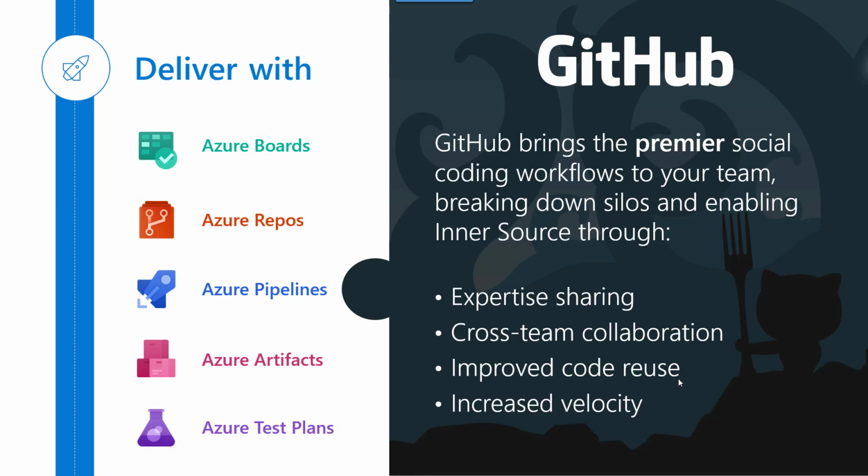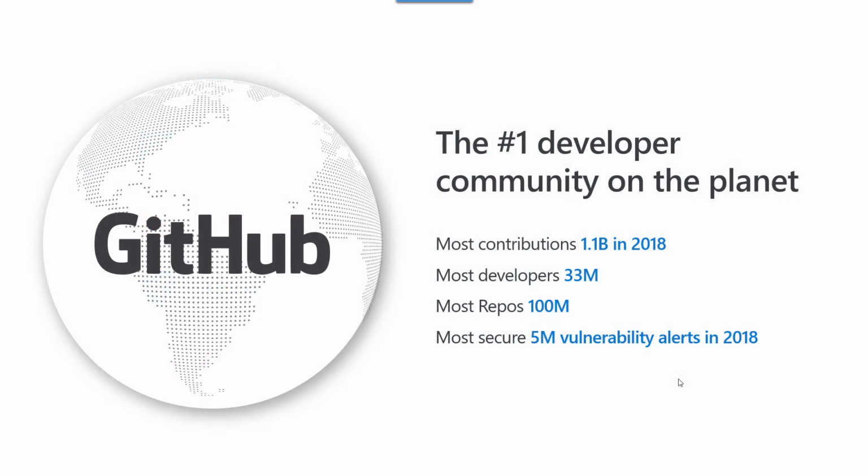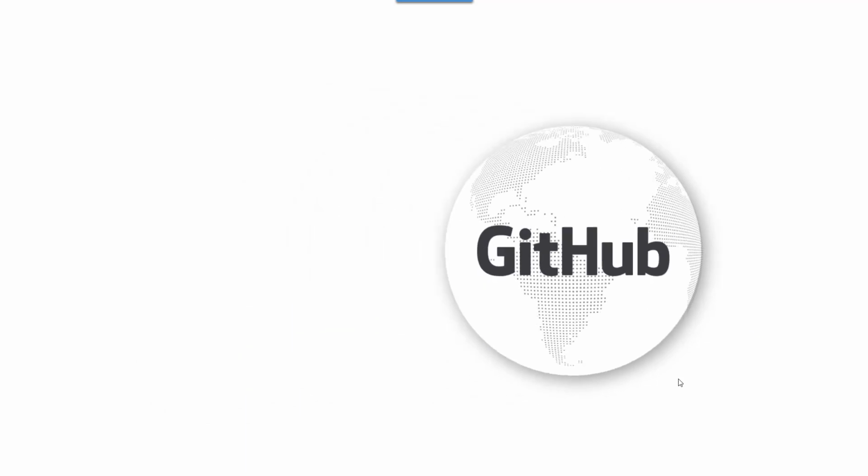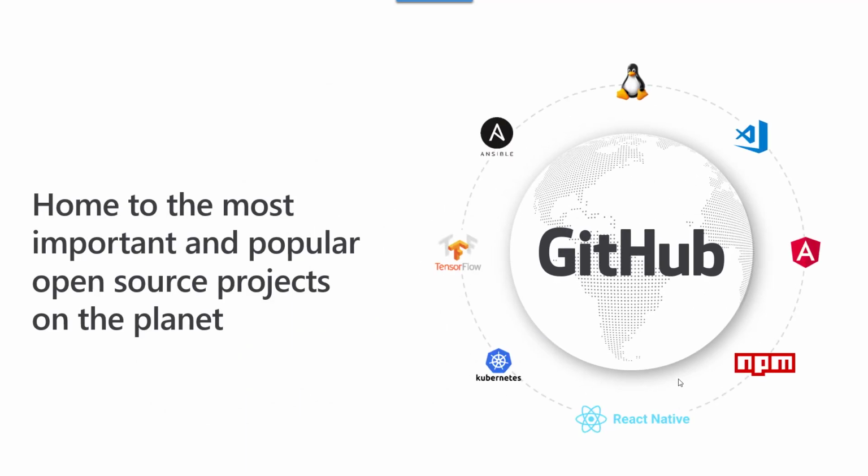It's a very powerful integration between Azure Pipelines and GitHub. GitHub is the first developer community on the planet. It has 1 billion contributions in 2018. It has 33 million developers and 100 million repos. And it is the home for the most important and popular open source projects like Kubernetes, Ansible, NPM, Visual Studio Code, React, and many others.